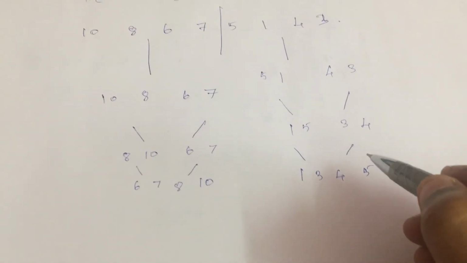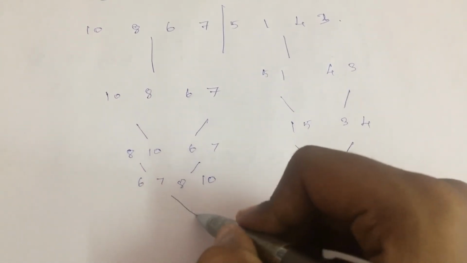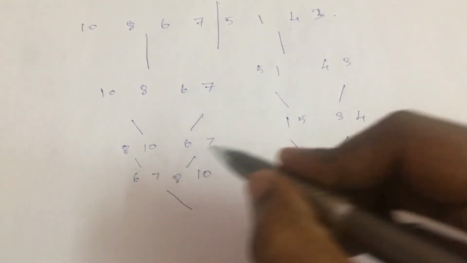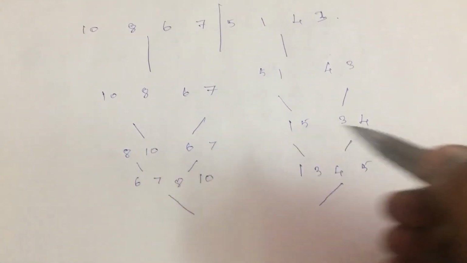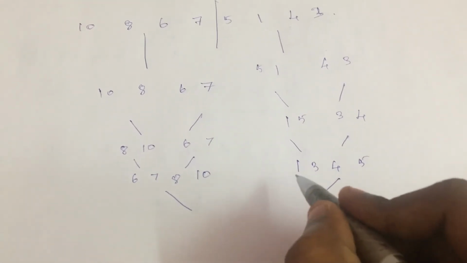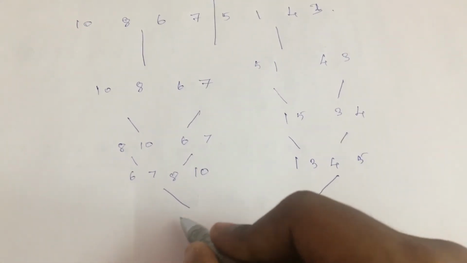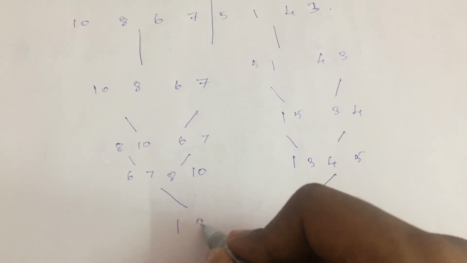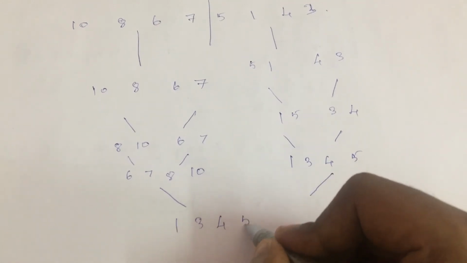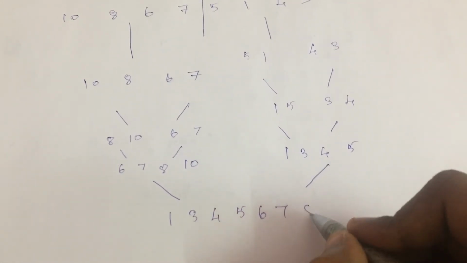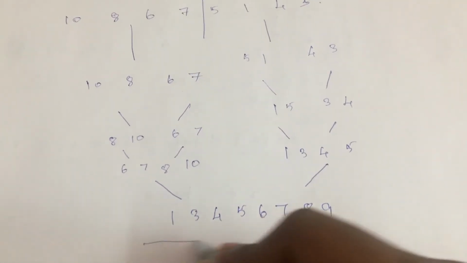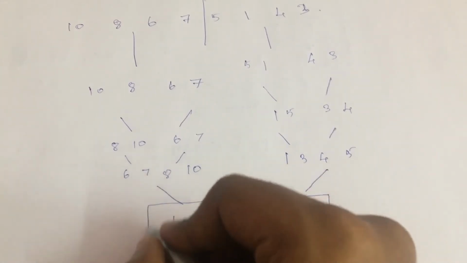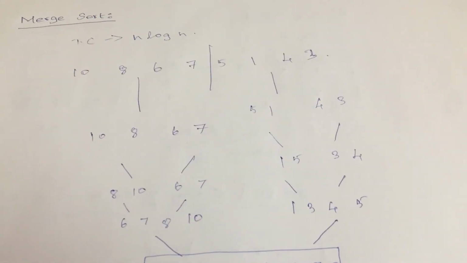So now what is the remaining process left here? I just want to merge the first team and the second team together. If I rearrange this again, it will look something like 1 3 4 5, then 6 7 8 and 9. So this is how the entire algorithm logic works. So this is what the concept of merge sort is.